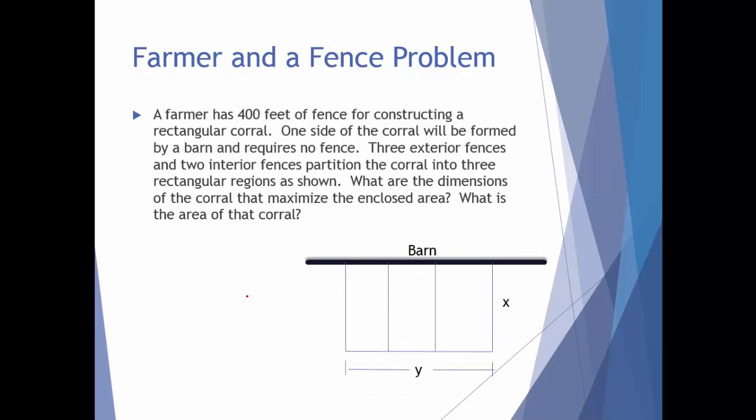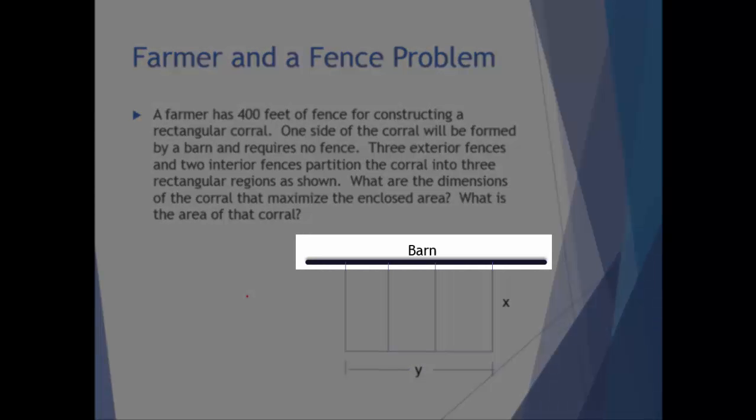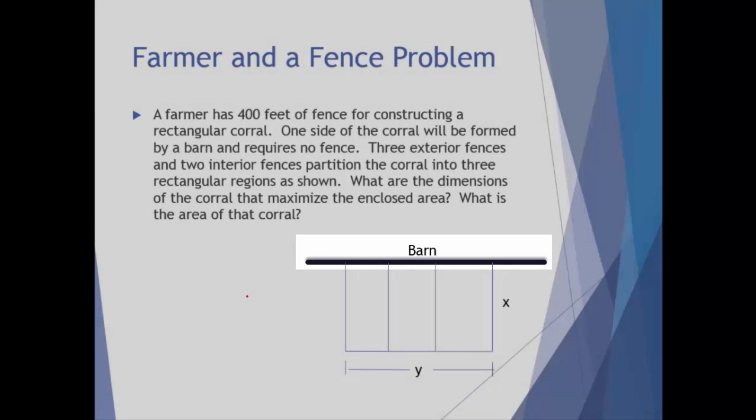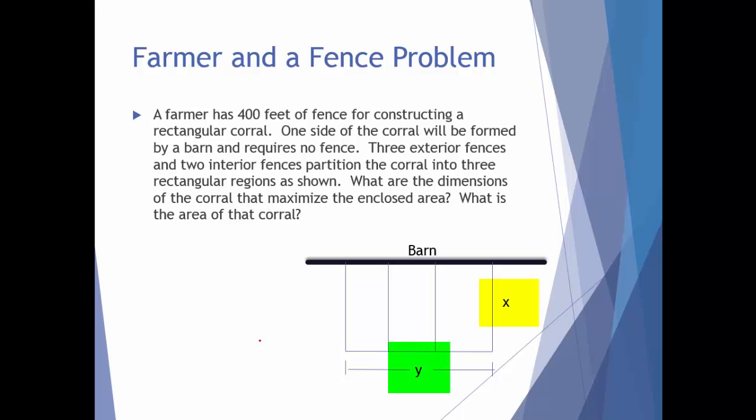Here's the figure, as shown. What are the dimensions of the corral that maximize the enclosed area? And what is the area of that corral? Here's our barn, and we have our fence. I went ahead and labeled these for you just so that we're all on the same page as far as which dimensions are represented by which variables.